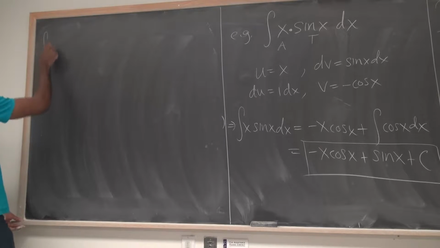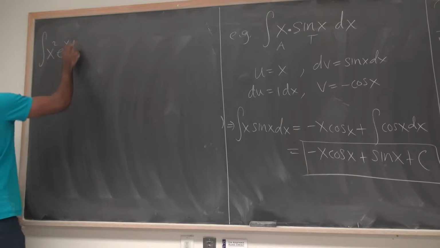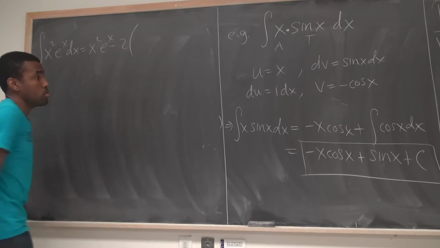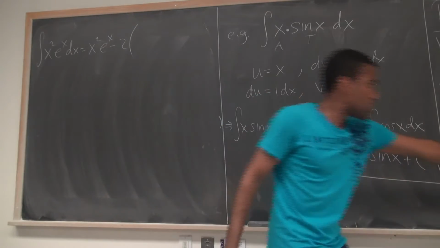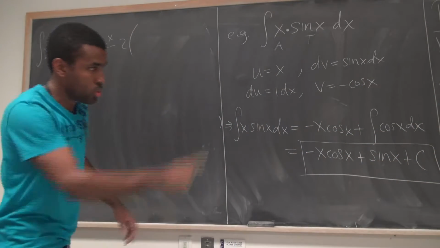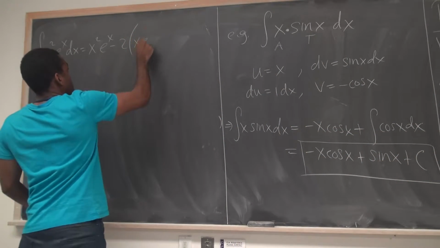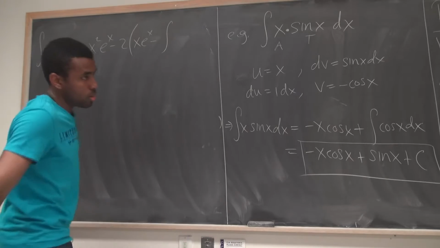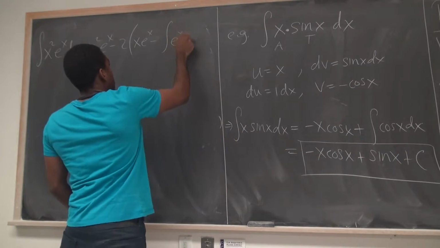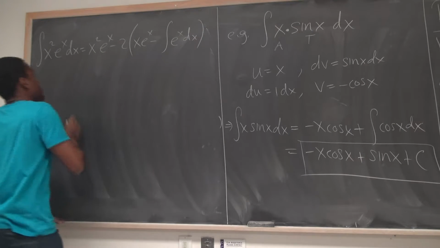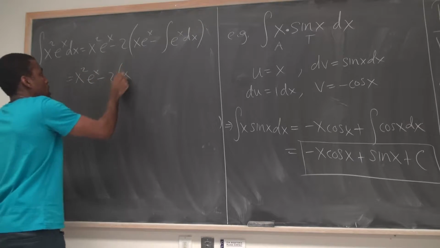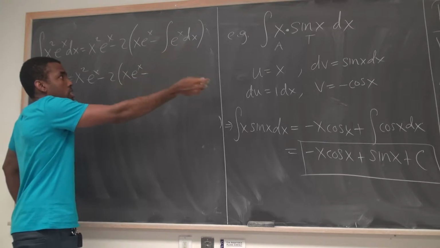So here I have the integral of x squared e to the x dx is equal to x squared e to the x minus 2 times, so now it's minus 2 that was in front of our integral, times, I'm going to open a bracket and write what this integral is. u times v, x e to the x, minus the integral of v du, so it's e to the x. So this is x squared e to the x minus 2 times x e to the x minus the integral of e to the x.